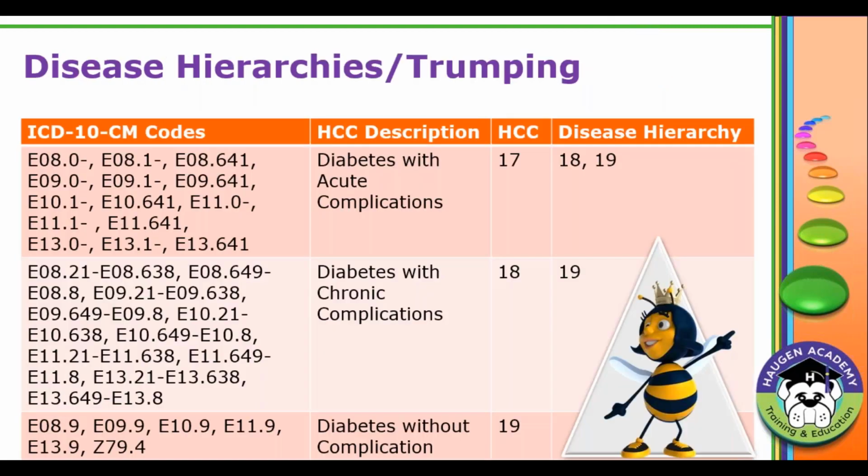Another unique thing about HCCs is the hierarchy, or the trumping. Those of you who work with DRGs are more used to this. In this model, there is a hierarchy, so some diagnoses will trump one another. A more severe diagnosis supersedes a less severe diagnosis if both codes are submitted. If both codes are submitted, the higher code in the model is going to count, not both of them.